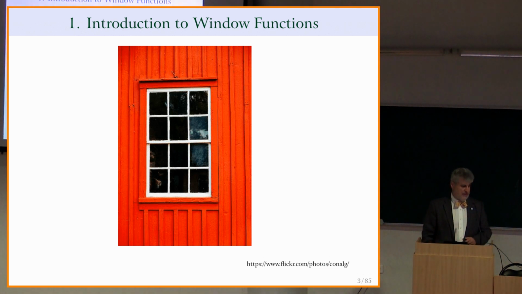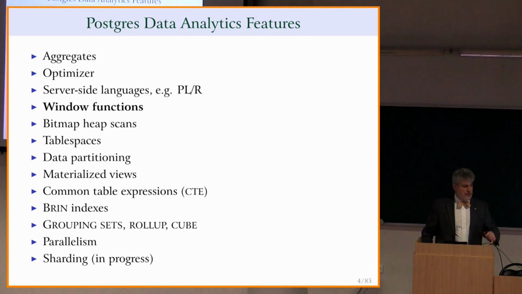Okay. First, introduction to window functions. Window functions are part of a larger capability in Postgres whose goal is to analyze data, called data analytics. Window functions are part of things like data partitioning, common table expressions, special indexing, parallelism, grouping sets, and so on, which are all there to allow you to analyze the data that's in your system. So window function is just one part of that.